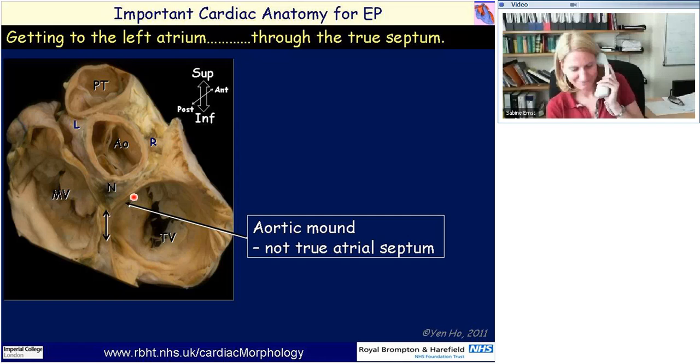Can't yet see that in this projection, but I'm sure you're going to show a more lateral view. Absolutely. I'm trying to put the red dot here in the position of the His bundle, so you can see how closely related it is to the aortic root.